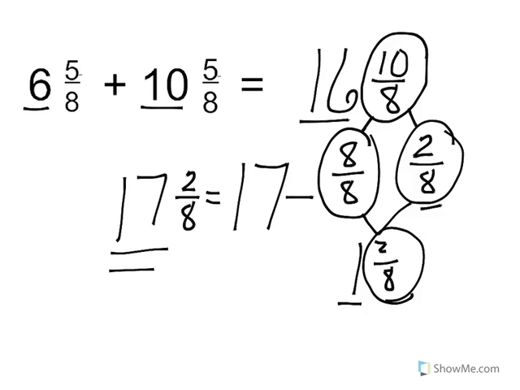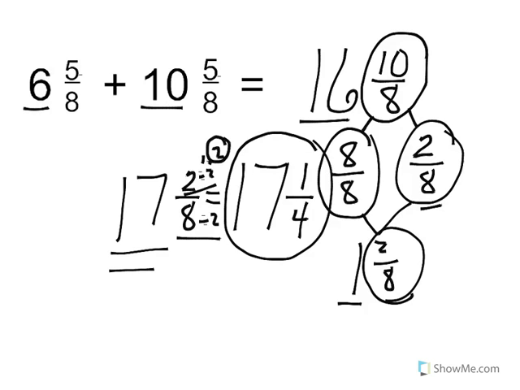Now my factors of 2 are 1 and 2. 2 is also a factor of 8, so I'm going to circle my 2, and I'm going to divide 2 by 2, and I'm going to divide 8 by 2. 2 divided by 2 is 1, and 8 divided by 2 is 4. So I know my final answer for this problem is 17 and 1/4.